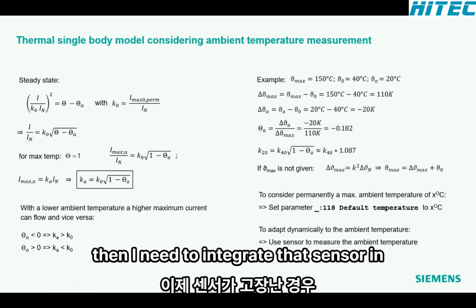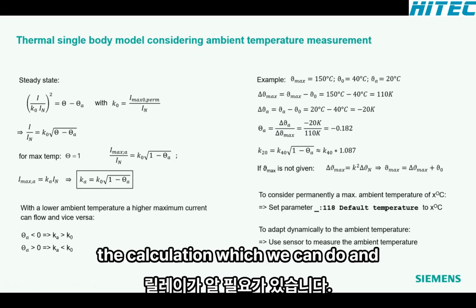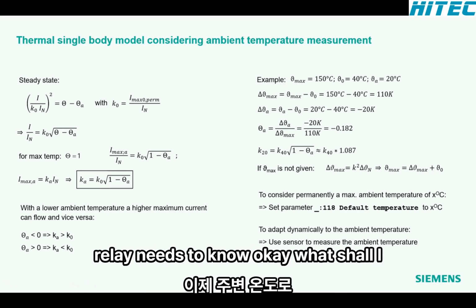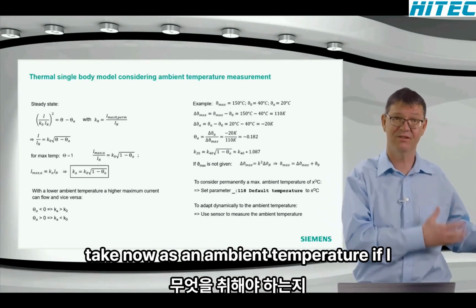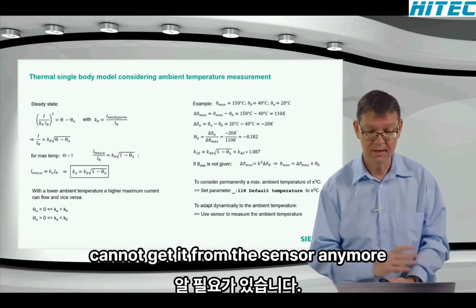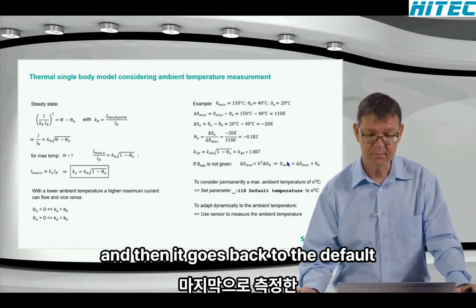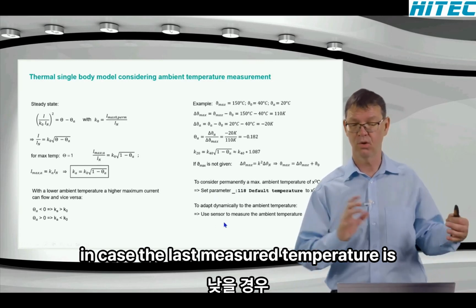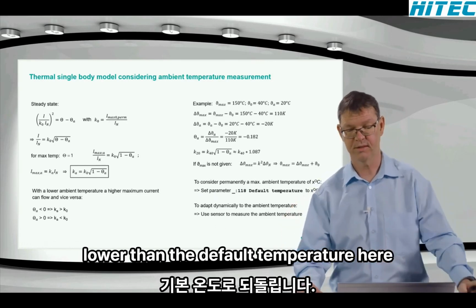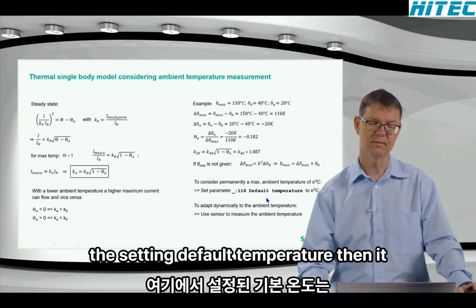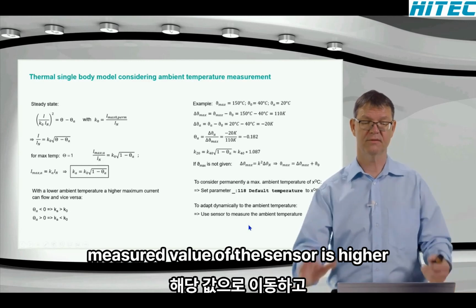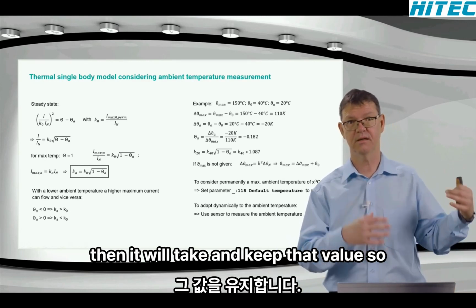Then I need to integrate that sensor in the calculation. This we can do. And now, if the sensor is broken, then the relay needs to know, okay, what shall I take now as an ambient temperature if I cannot get it from the sensor anymore? And then it goes back to the default temperature in case the last measured temperature is lower than the default temperature here, the setting default temperature, then it will go to that value. If the last measured value of the sensor is higher, then it will take and keep that value.